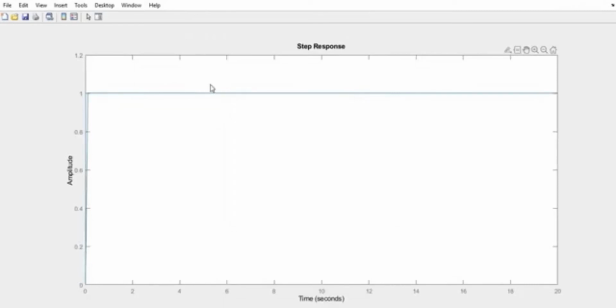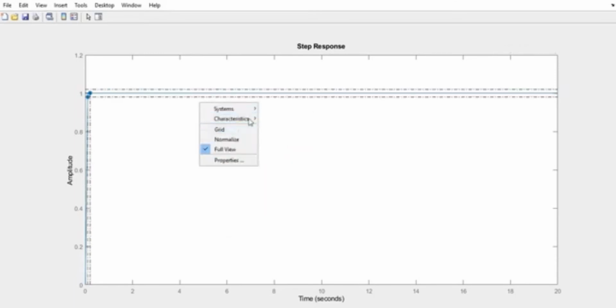This is because to find the settling time, and steady state. Steady state is 2 seconds.